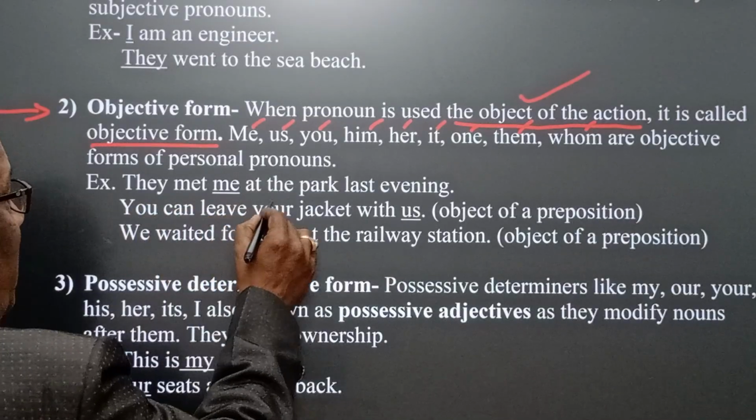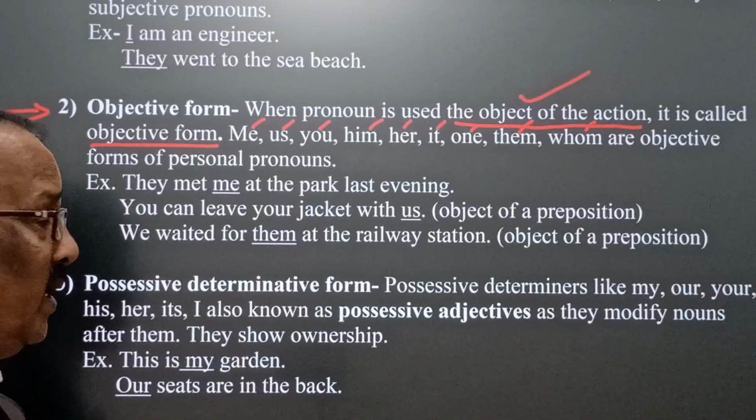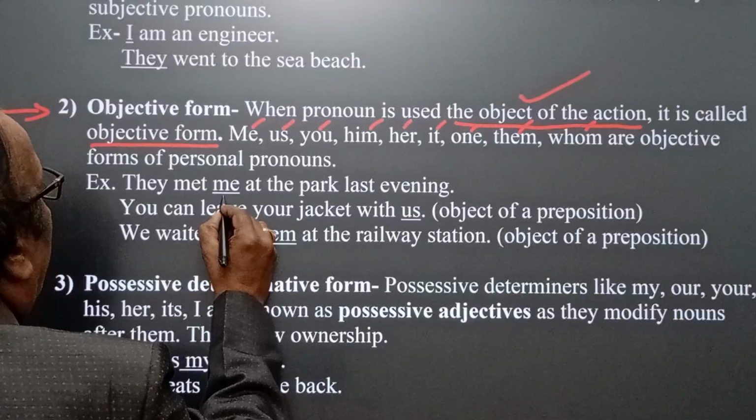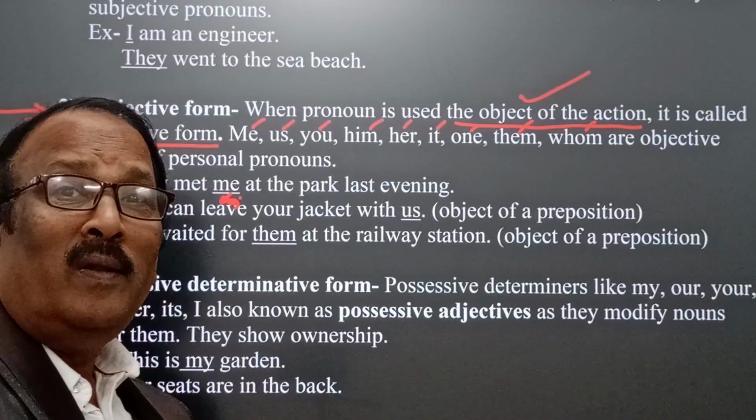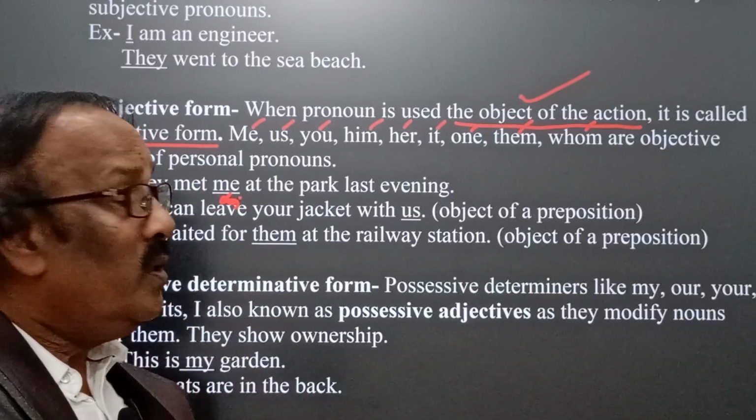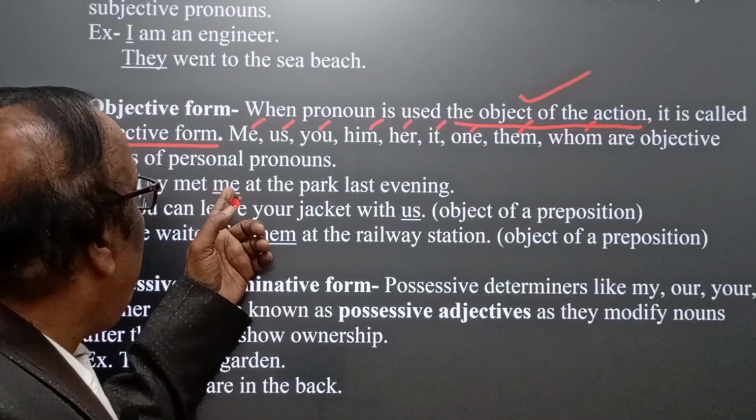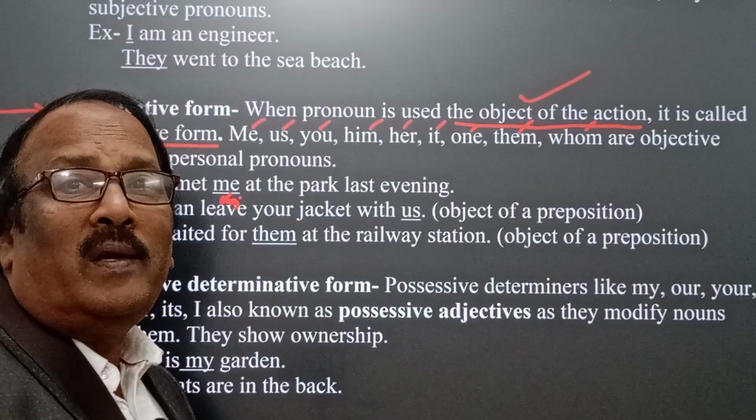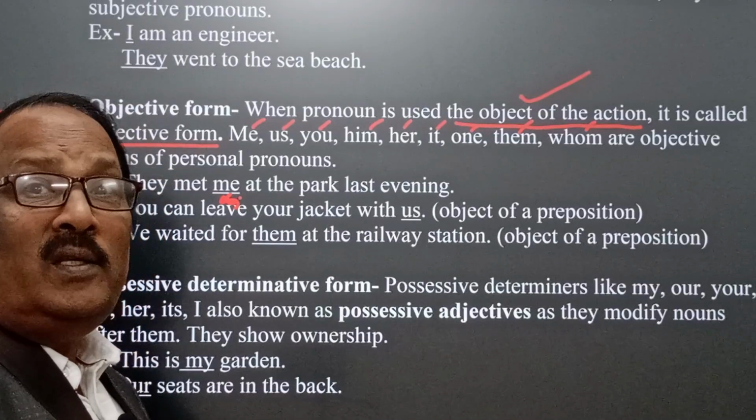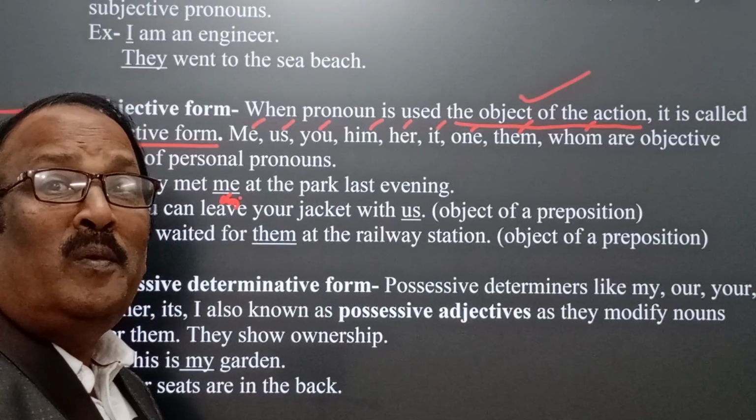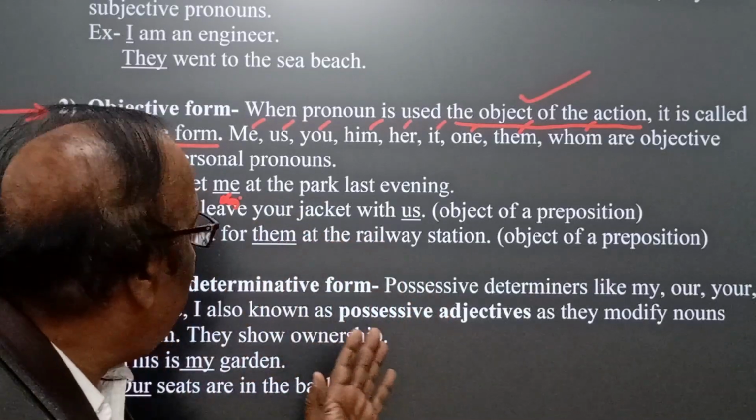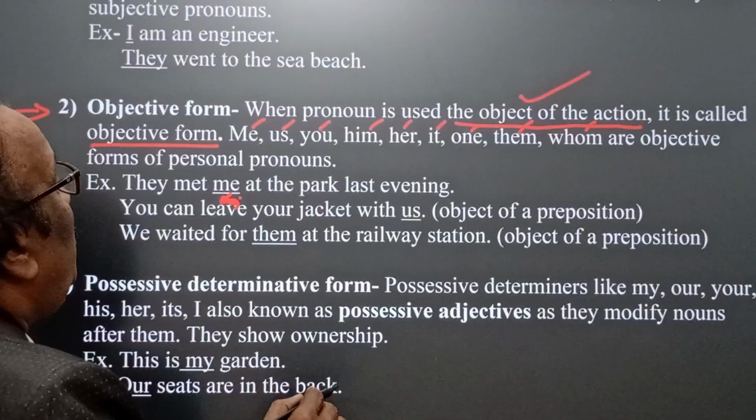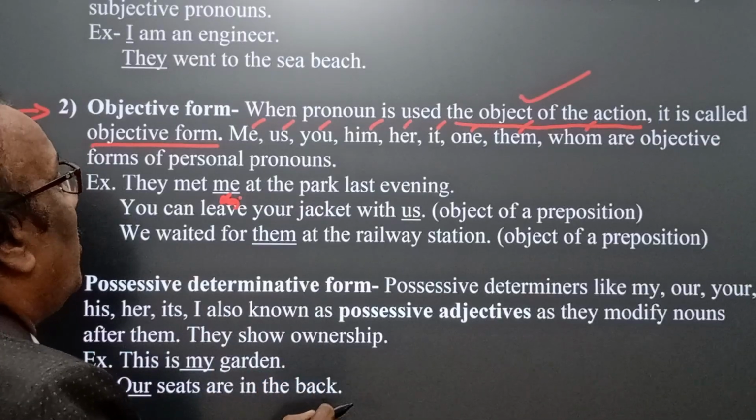They met me at the park last evening. They, subject, but me here, object. They met whom? They met me. So this is the way: here me is the object of the verb met, and hence this is the objective form of personal pronoun.